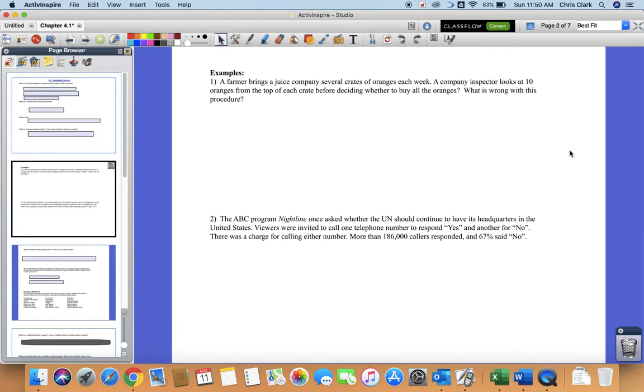You could call if you wanted to. You didn't have to. There was a charge for calling, so that even adds another kind of barrier for calling. The problem with this is it's probably going to lead towards the people that are really, really passionate about this issue to respond. So it's going to overestimate the percentage of people that said no. So that's an issue. Okay.